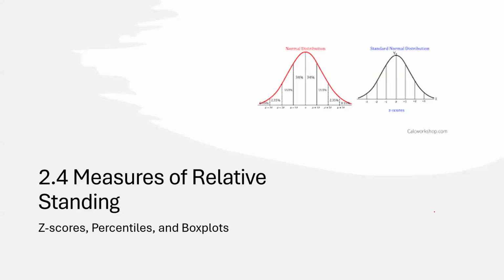Welcome to section 2.4, Measures of Relative Standing. In this section, we'll shift from describing overall data patterns to understanding how individual values compare to the rest of the data set. We'll learn how to tell whether a particular value is typical, unusual, or extreme. And we'll do that using tools like z-scores, percentiles, quartiles, and box plots.